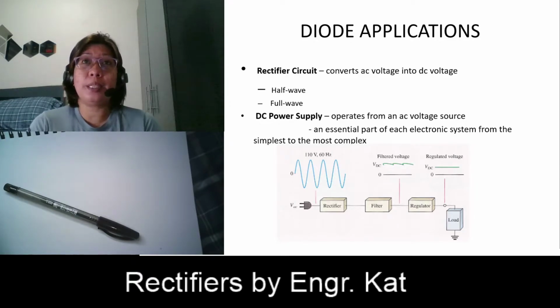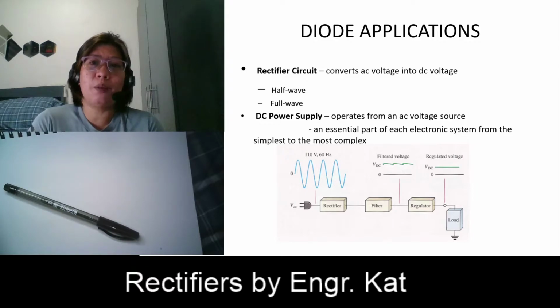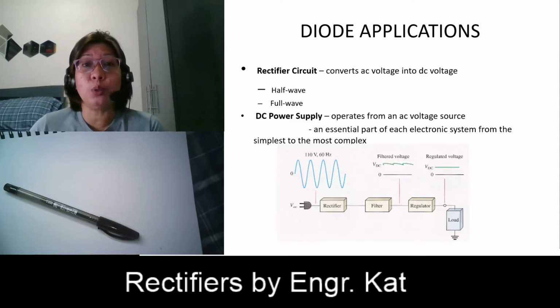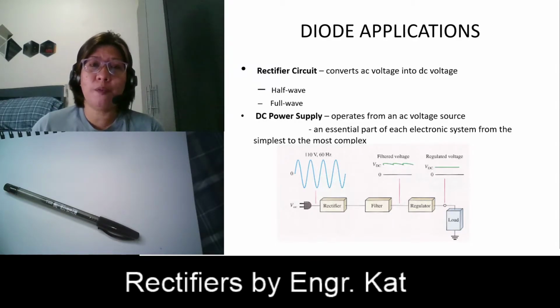So we have what we call a simple DC power supply, and then later on we have what we call a regulated power supply. If we look at the block diagram of a power supply, we have an AC source. So we have here 110 volts AC with a 60 hertz frequency. In the Philippines, we are using 220 volts. This 110 volts or the 220 volts is what we call the RMS value. So unless otherwise specified, we are using the RMS value.